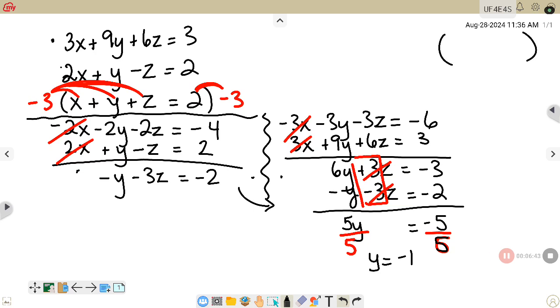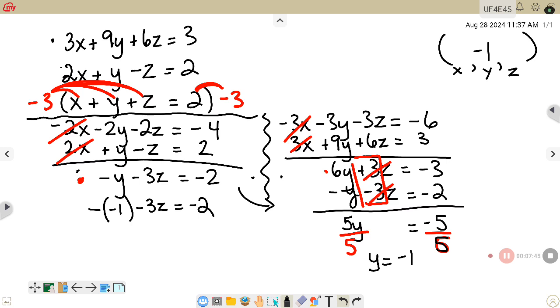What you are finding is called an ordered triple, because you are going to find all 3 variables: your x, your y, and your z. So far you have found your y, which is negative 1. What you can do with this y is take it back to any equation that has a y and just one other variable. So either that equation or that equation. Let's say I'm using this equation over here on the left. I'm going to replace my y with negative 1 minus 3z equals negative 2.